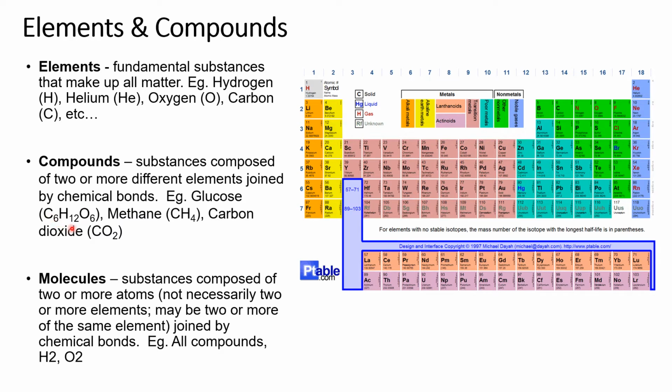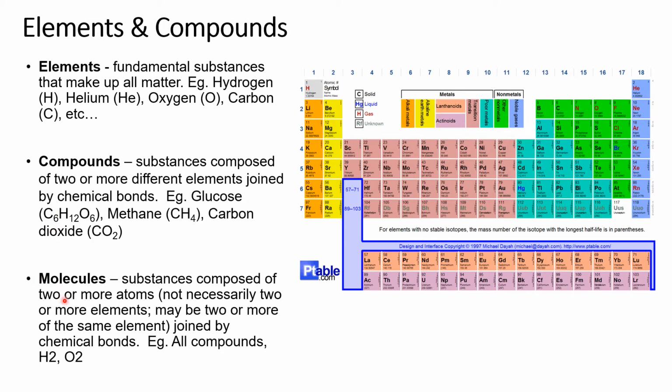Even though there's 6 carbons, 12 hydrogens, and 6 oxygens, we're more concerned with the different elements when we're talking about compounds. And since there's 2 or more different elements, there happens to be 3 here, it's a compound. Methane, CH4, is a compound because we can see 2 different elements, carbon and hydrogen. Same with carbon dioxide, 2 elements, carbon and oxygen. So that's how we define a compound. You need at least 2 different elements represented.